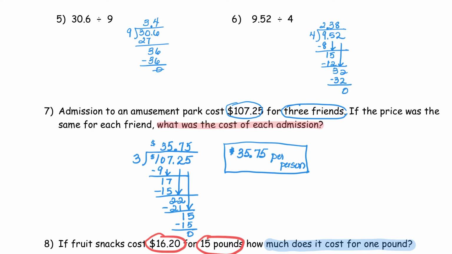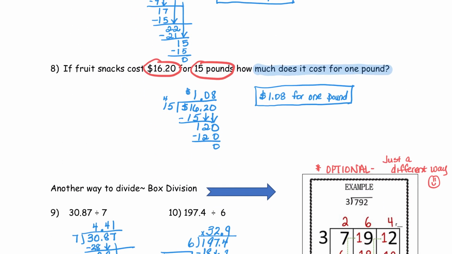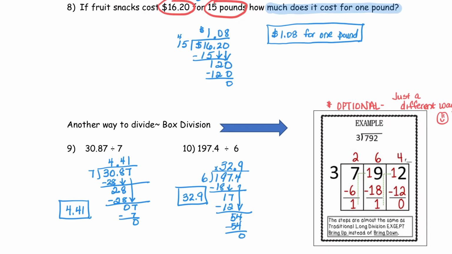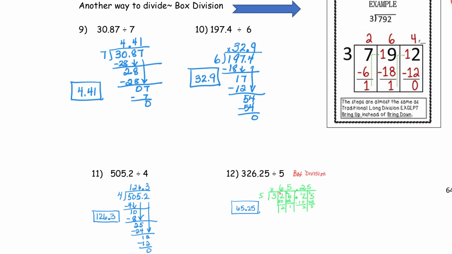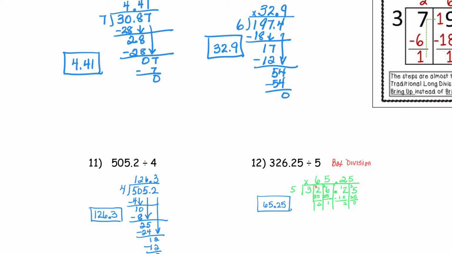Please pause the video and check, and I will just bring it down for you so that you can see the remainder. Okay, there are the remaining answers. Now notice problem number 12 was something called box division. It's a different strategy. It's just something optional. Not sure if you've ever seen it. If you'd like more clarification or you're interested in learning how to do it, you can easily just ask me in class.